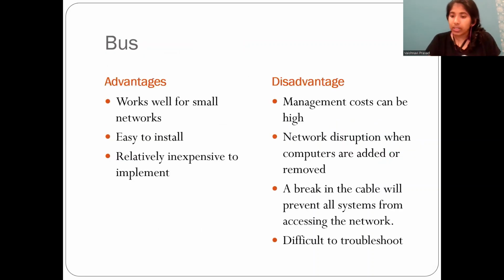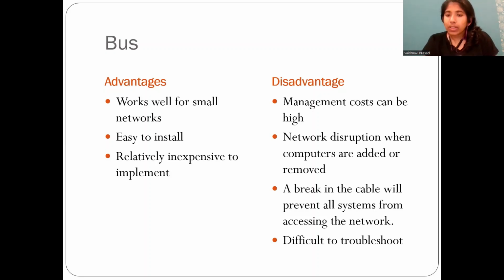And here are the advantages as well as disadvantages. Advantages: works well for small networks. So basically, bus topology is used mainly for small networks, because a single wire connects all the other devices. It is very easy to install because only small components are used and just a single cable is needed to connect all the other devices. Relatively inexpensive for the same reason.